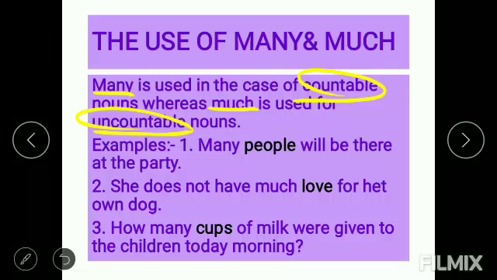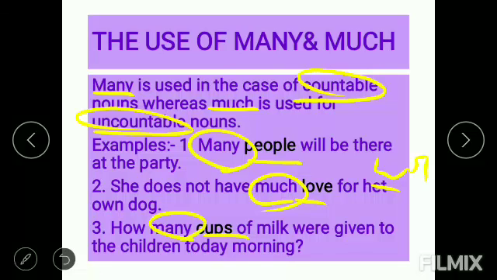Example 1: Many people will be there at the party. So here people we can count and before people it is written many, so many is used with a countable noun. Second: She does not have much love for her own pet. So here there is a spelling mistake, here it will be her. Okay. So here love is an uncountable noun and before love it is written much. So much is used with an uncountable noun. Third: How many cups of milk were given to the children this morning. So cup is a countable noun and before cup it's written many.